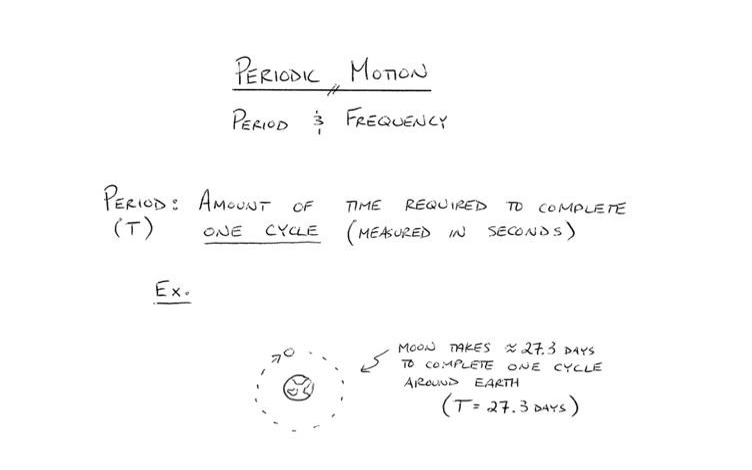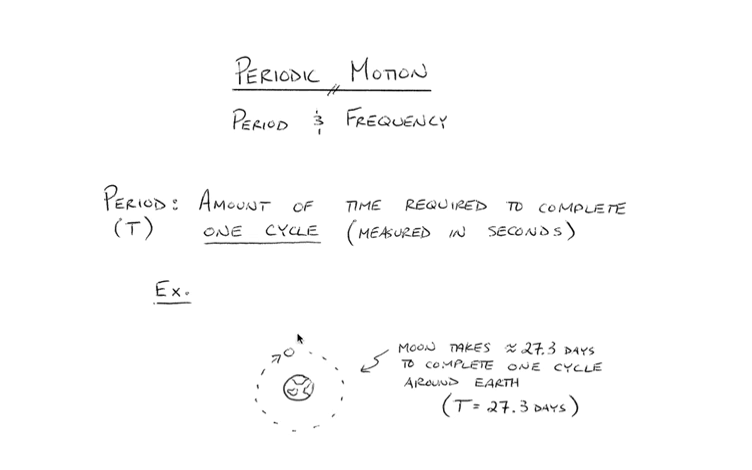So, the period of an object's motion is represented by a capital letter T. And you can think of that as time because it's a period of time. And the period is just the amount of time required to complete only one cycle, and we measure that quantity in seconds.